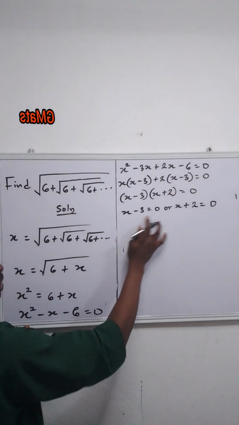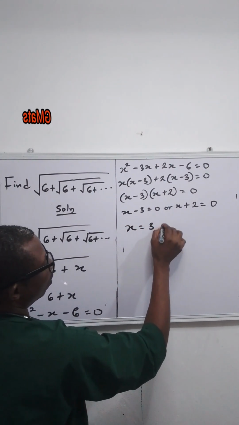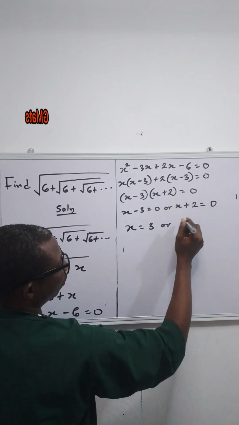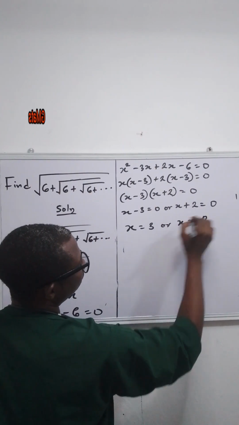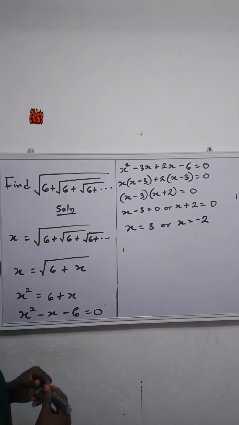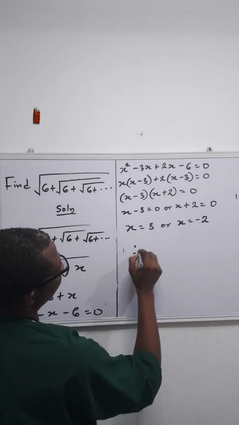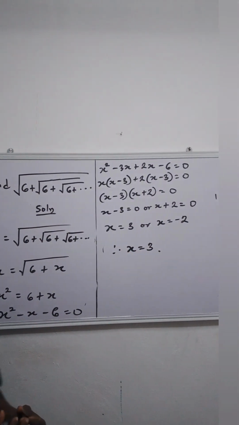So here, let us add 3 to both sides. So we have x equals 3. Or now here, we subtract 2 from both sides. We have x equals negative 2. All right. So now x cannot be negative here. So therefore, x equals 3, and that is the answer to the problem. Thank you.